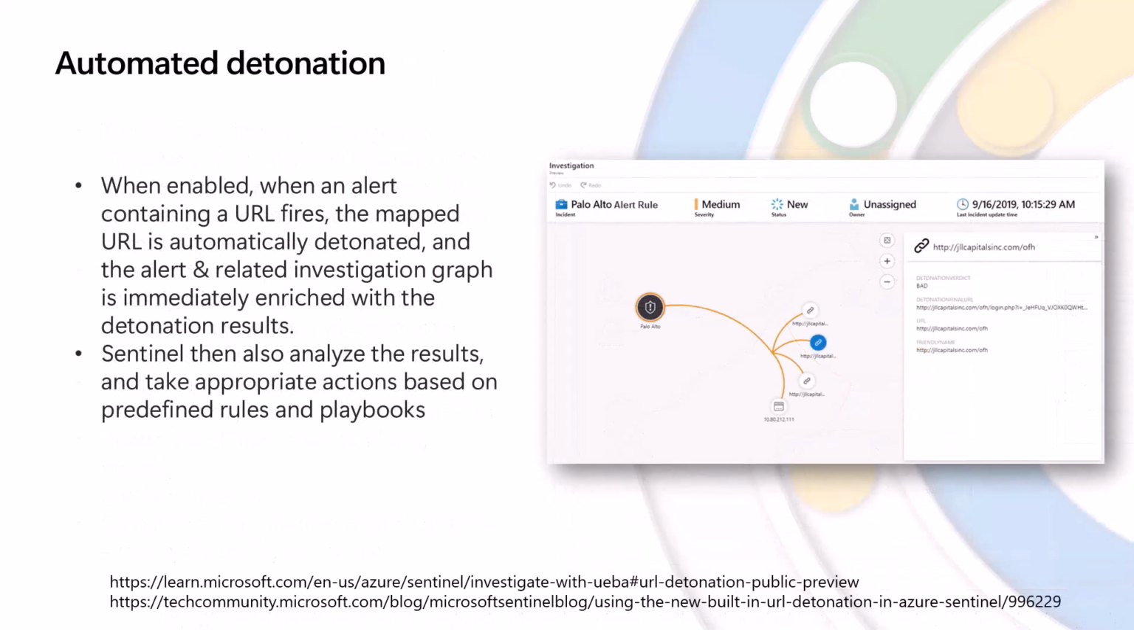Automated detonation enhances threat detection and response by automatically detonating the URL by executing it in a secure, isolated environment to observe its behavior and identify any malicious activities. When there are URLs in the logs ingested into Microsoft Sentinel, those URLs are automatically detonated to help accelerate the triage process. The alert is enriched with the results, and the investigation graph then includes a node for the detonated URL as well as a detonation verdict and detonation final URL after all redirects have been performed.